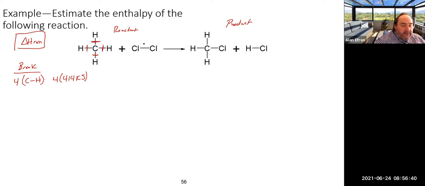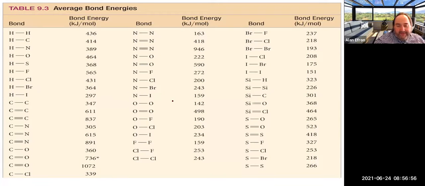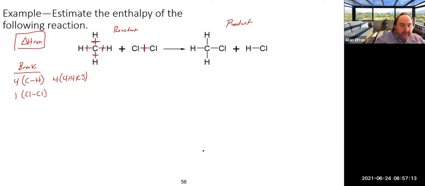When we come over here, we're also obviously going to be breaking one chlorine-chlorine bond. And this is again one chlorine-chlorine single bond. Again, we would go to our table and find chlorine-chlorine, which is here somewhere. And it is right there, 243, if I'm not mistaken. So we got our 243 at our Cl-Cl bond. So one at 243 kilojoules.